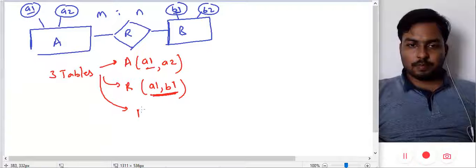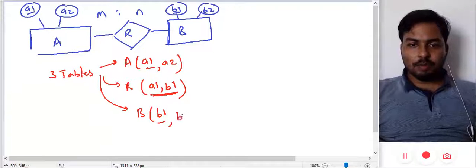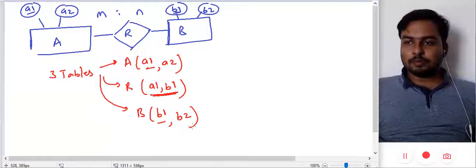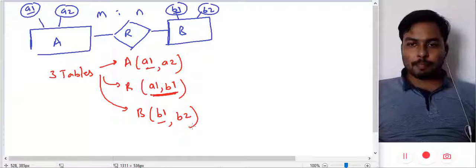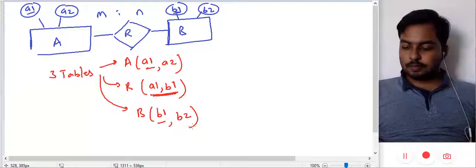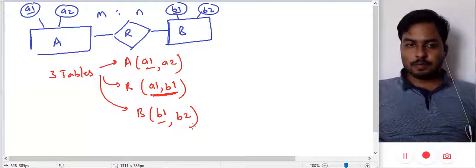Next, B will have 2 columns, B1 and B2. Okay, write it down. Better? Yes. Good.